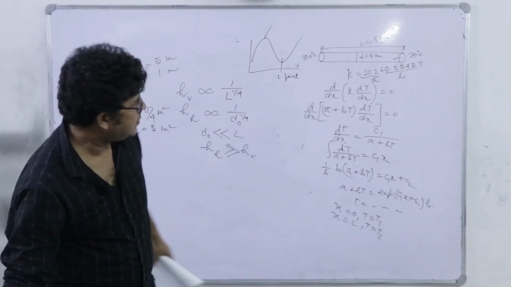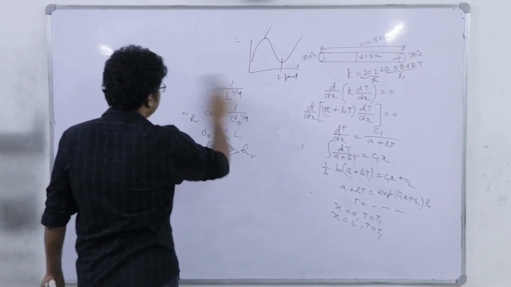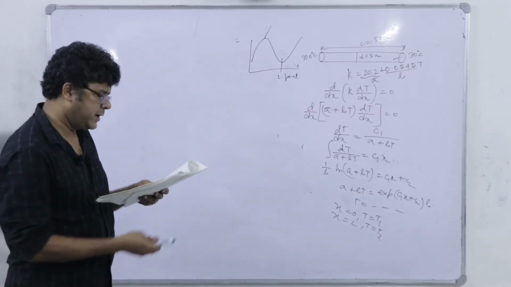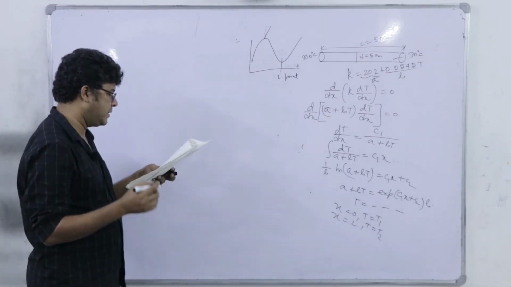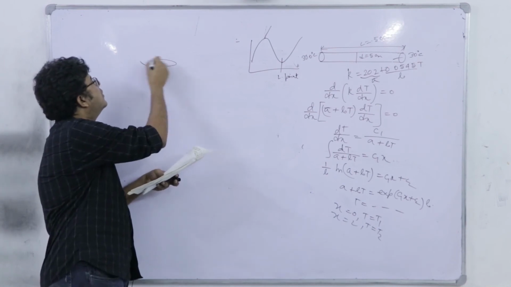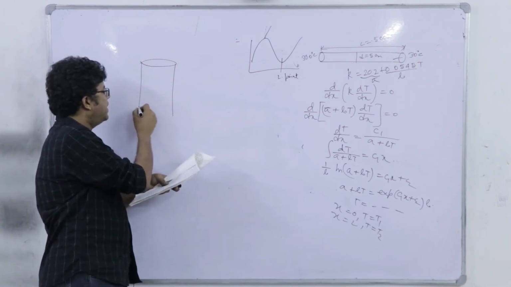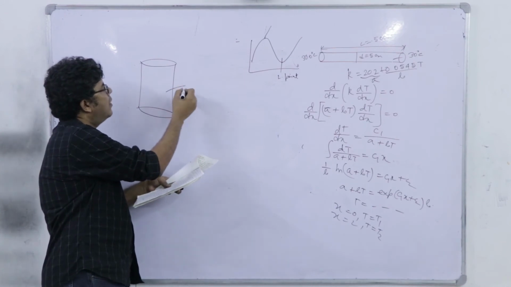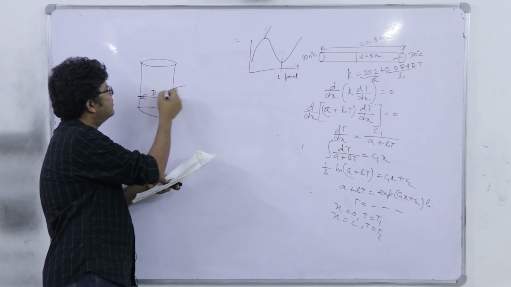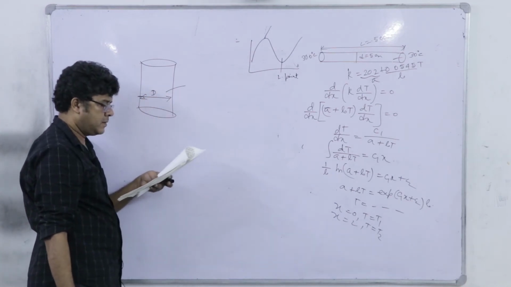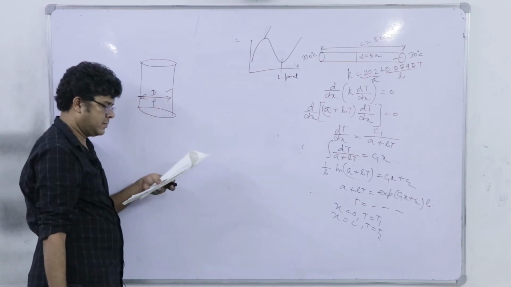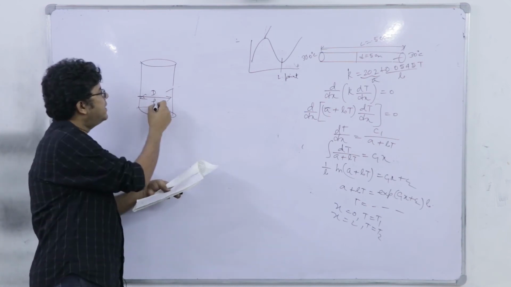Okay, this problem. A 20 centimeter diameter solid pellet of nuclear fuel. So, this is a solid pellet of nuclear fuel. The diameter D is given, and the density is given. Conductivity is also given.